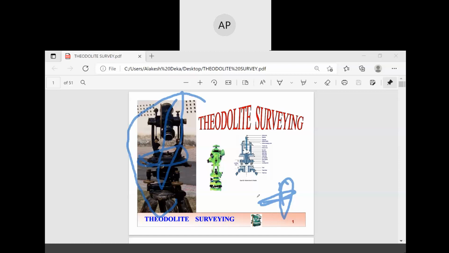Okay, and theodolites may be of two types: one is the transit theodolite and the other is the non-transit theodolite. In the transit type, the telescope can be revolved through a complete revolution about its horizontal axis in a vertical plane, and in the non-transit type the telescope cannot be revolved through a vertical plane.